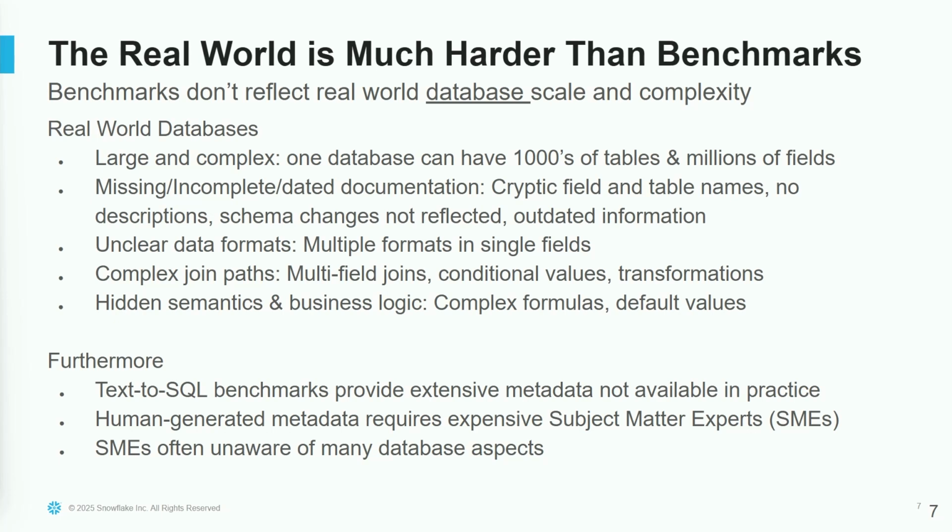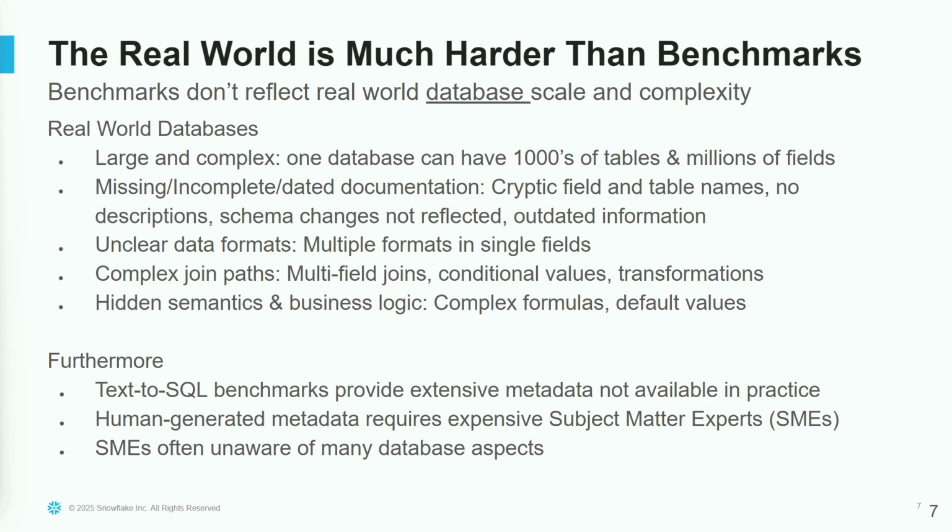One way is that real world databases are much bigger and much more complex. So it's not uncommon for us to deal with real world databases that have thousands of tables and millions of columns of information in them. Just like code, the data has similar problems, and schema has similar problems around missing or incomplete or out-of-date documentation. Field names are cryptic, table names are cryptic, there's no description. People make changes to the schema, but they don't reflect the changes back in the documentation. So the database is operating under one set of assumptions and the documentation is something different.